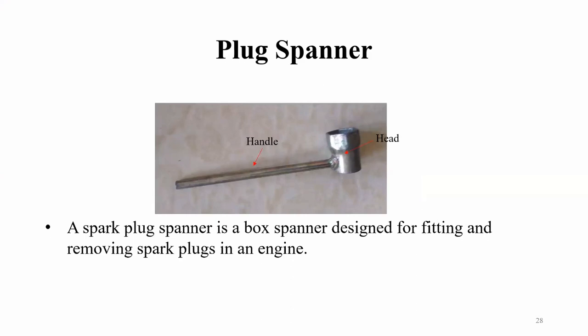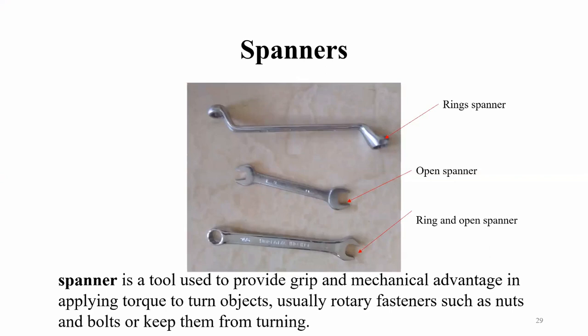The other one is flux panel. This one is normally utilized to remove the spark plug in the engine. And it consists of two parts. One is handle, the other one is head. And these are some other types of spanners. One is ring spanner, open spanner, and this one is a combination of ring and open spanner.